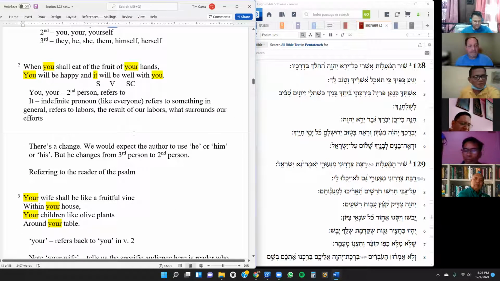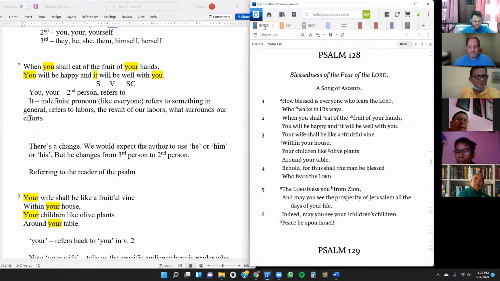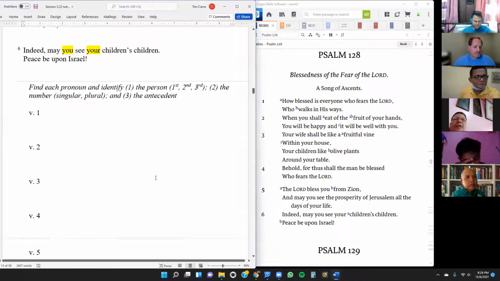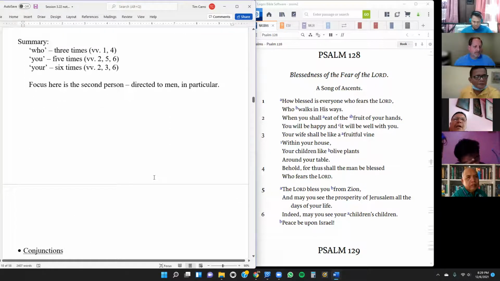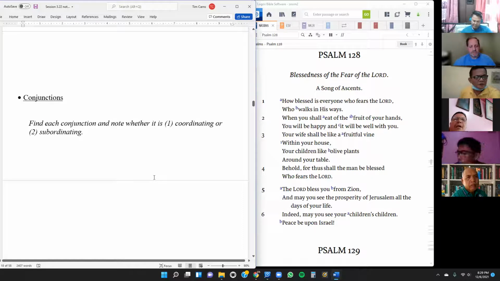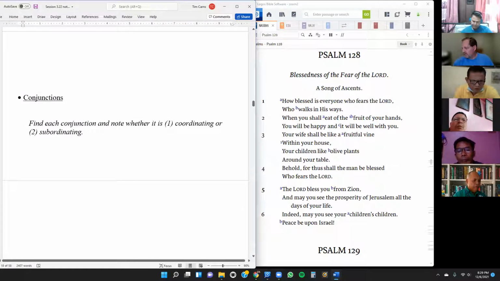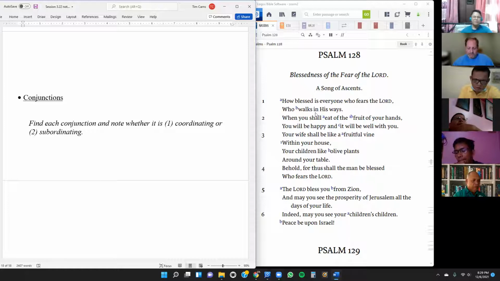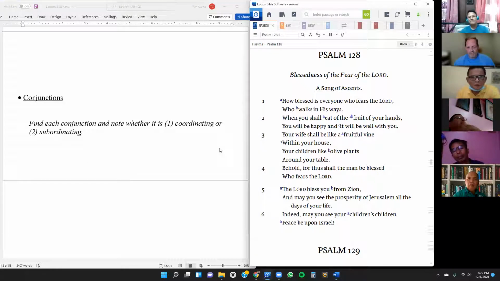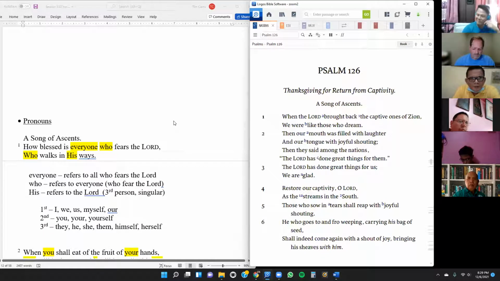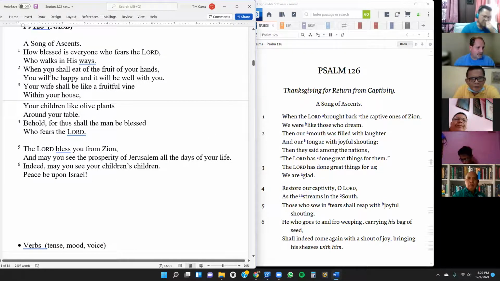All right. Anything else? Okay, let's go to the next textual observation, which is conjunctions. In this, we just want to identify any of the coordinating or subordinating conjunctions within the poem. All right, so I'm going to ask Brother Alex, let's go back and take a look at Psalm 128 here. Let me cut and paste this.